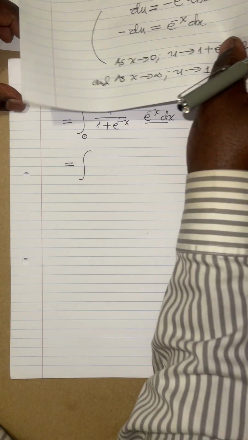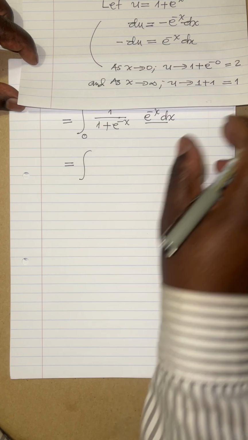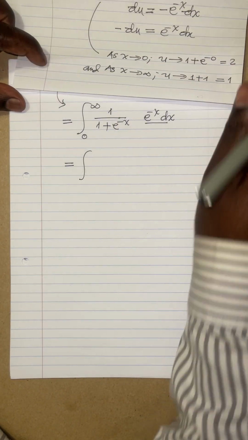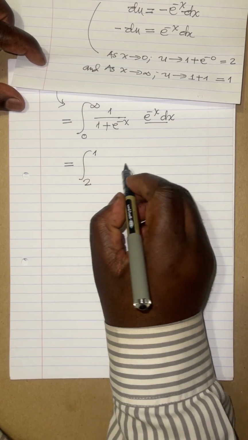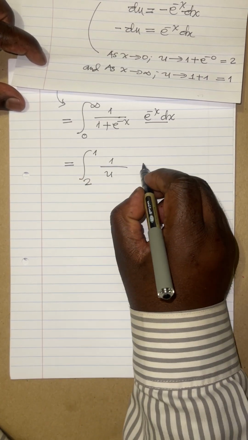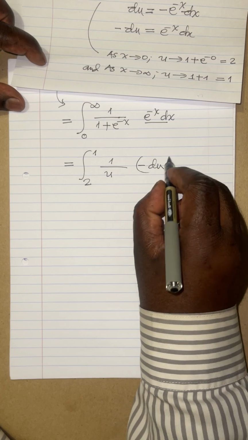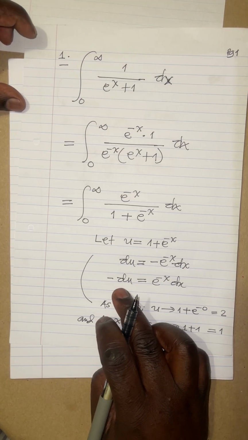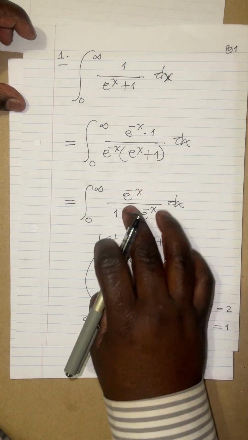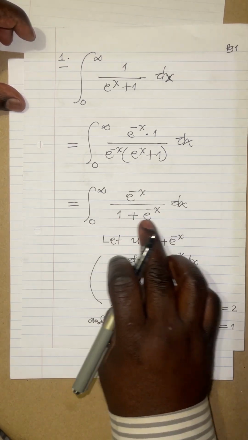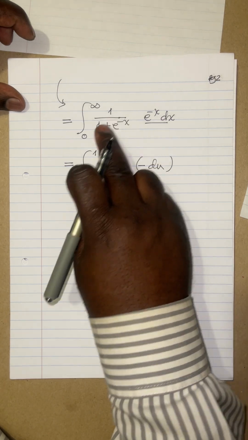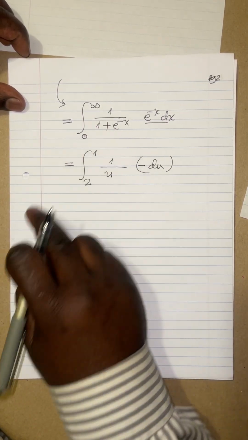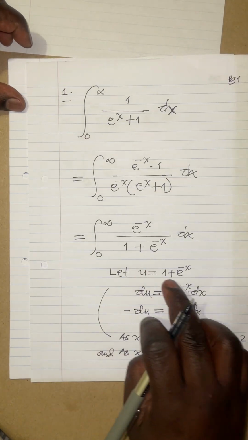Now, in the second part we're going to say the lower limit is going to be 2, the upper limit is going to be 1. So lower limit 2, upper limit 1, and we have 1 over u, and then we have minus du, like so. Remember, e to the power minus x dx is minus du. I combined these two together, and then we have 1 over that, and that is u. Actually, we said let u be equal to 1 plus e to the power minus x.